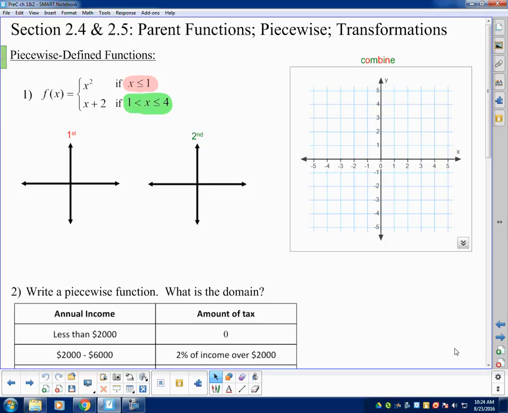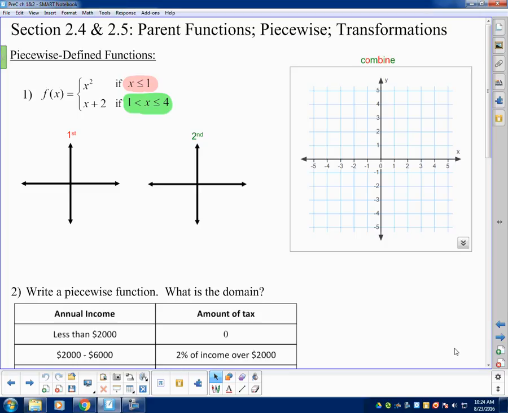Okay, today we're looking at 2.4.2.5. We're going to be working on transformations of functions. That means reflecting and compressing or stretching and then shifting horizontally or vertically the basic parent function. So we'll learn how to do that today. Take a basic parent function and move it.